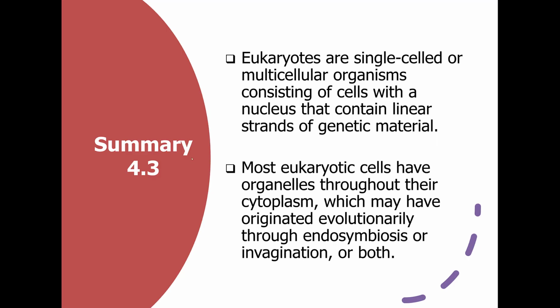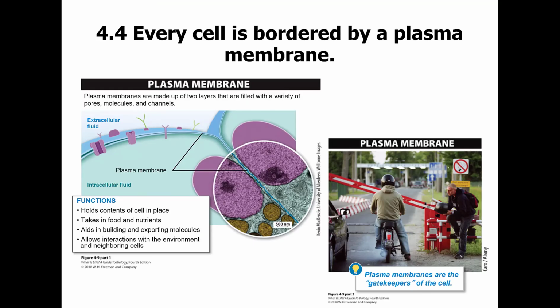And the bigger picture summary: eukaryotes are single-celled or multicellular organisms that contain linear strands of genetic material, chromosomes, that are usually inside a nucleus. And the eukaryotes have organelles, or the rooms, or the cubicles throughout their cytoplasm. Now they're larger than the prokaryotes, but they carry on a lot of particular functions. So the rest of the slides I have here step us through the various aspects of the eukaryote.